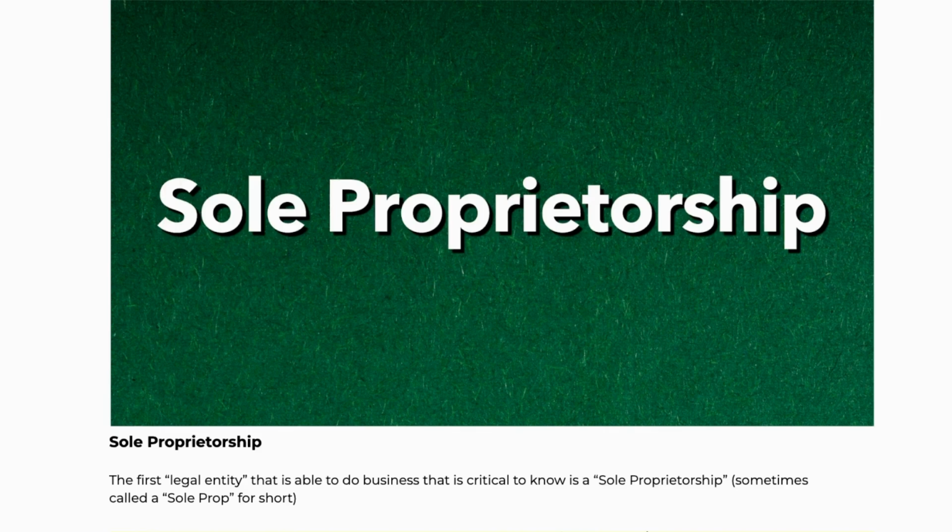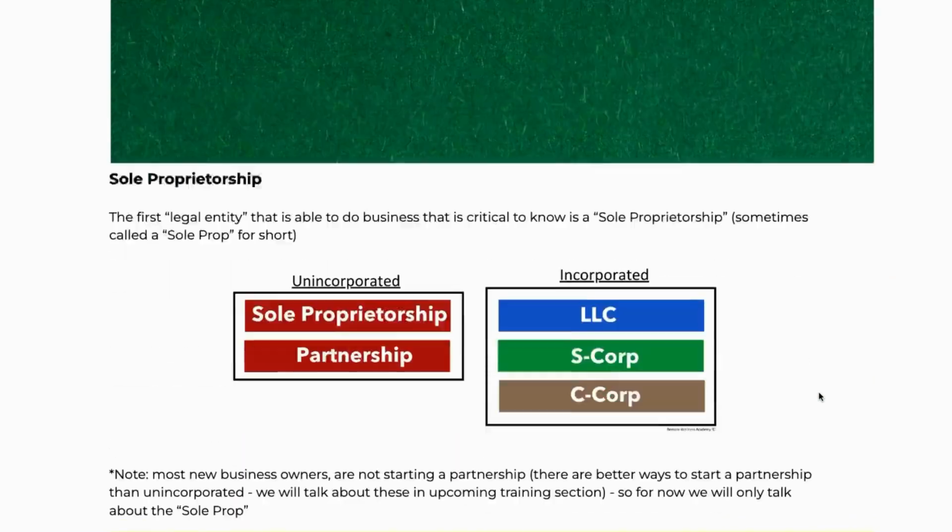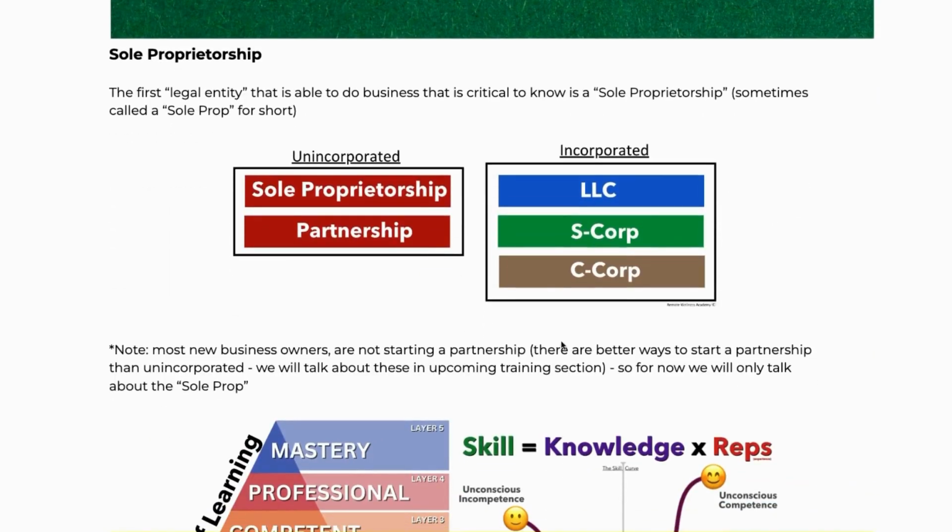All right, team, welcome to this training in which we are going to be talking about the sole proprietorship, okay, or sole prop for short. Now, if you remember from the previous training section, we did say that this is the first legal entity that is needed to be understood in order to actually do business, okay? Now, this is in the category of not being a corporation, okay? So sole proprietorship, sometimes also called sole prop for short. I'll be honest, I almost always call it a sole prop because it is much easier to say.